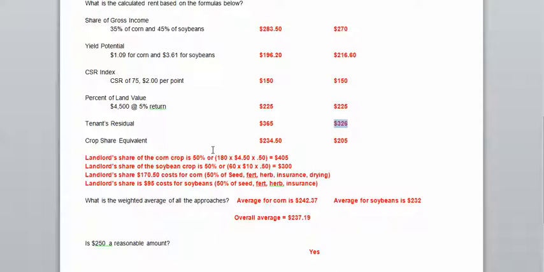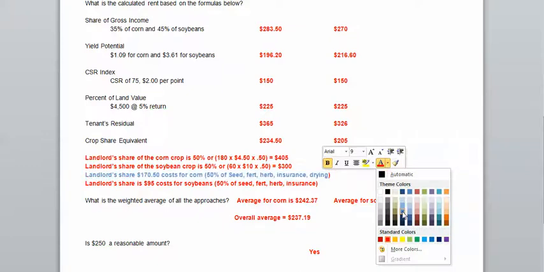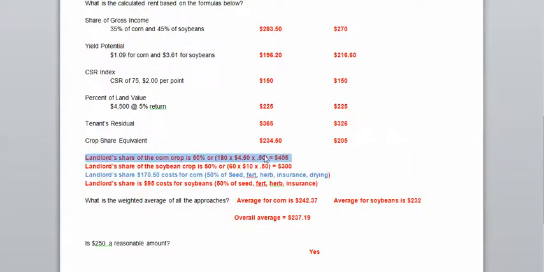So, how we compute this is the landlord's share of the corn crop, for example, 180 bushels of corn times $4.50 a bushel times 50 cents is $405. This is for corn again, I should color code these so they're easier to understand. The corn crop, 50% of that goes to the landlord. That's $405 would be their income.